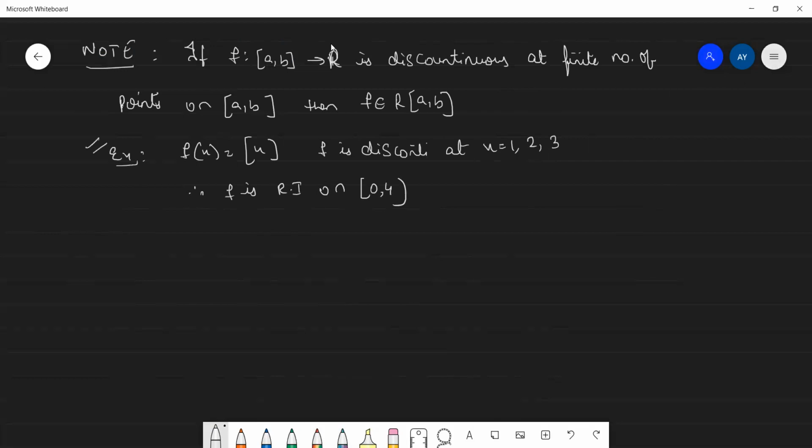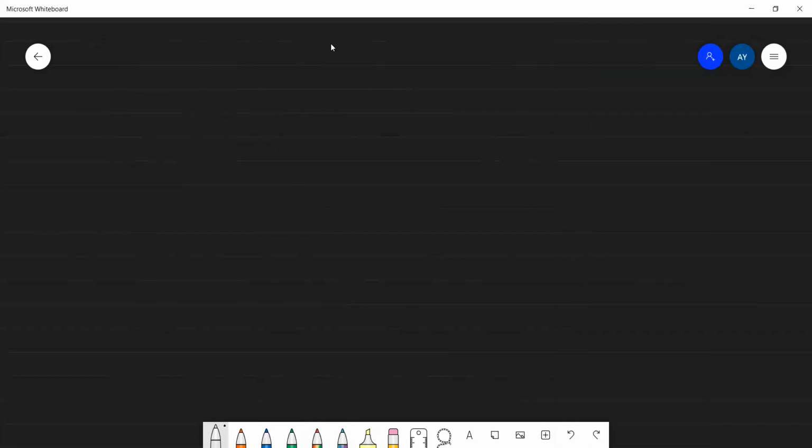Next, we will be looking into another theorem, a very important theorem. The theorem statement is, if f is monotonic on the closed interval [a, b], then f belongs to R over [a, b]. Proof.